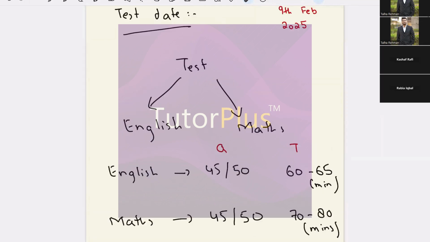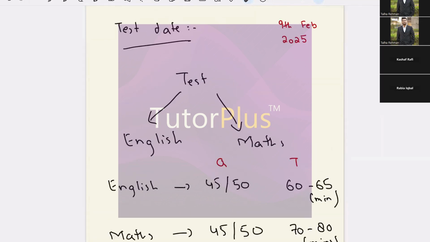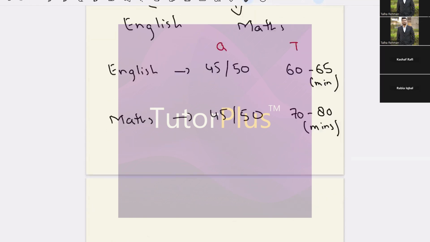So once again, if I talk about IBA, we have 45 to 50 questions. The time duration, unlike the SAT, is not fixed. It could vary between 60 to 65 minutes. For maths, historically speaking, we have had 45 to 50 questions, and the time duration for that varies between 70 to 80 minutes as well.